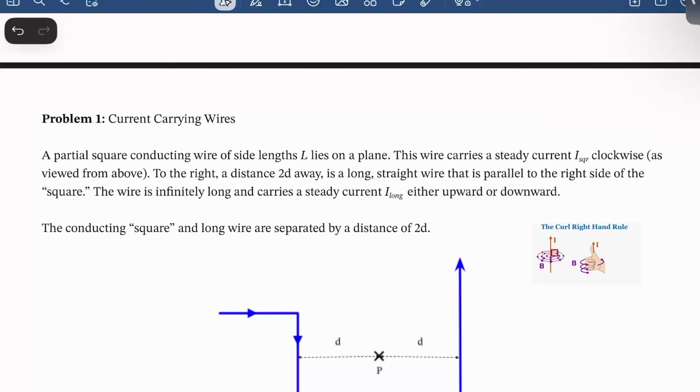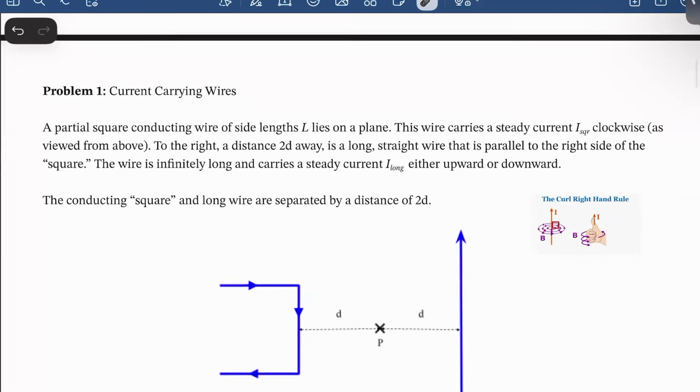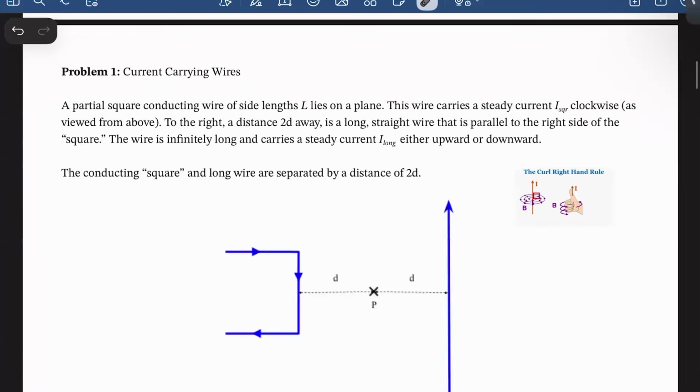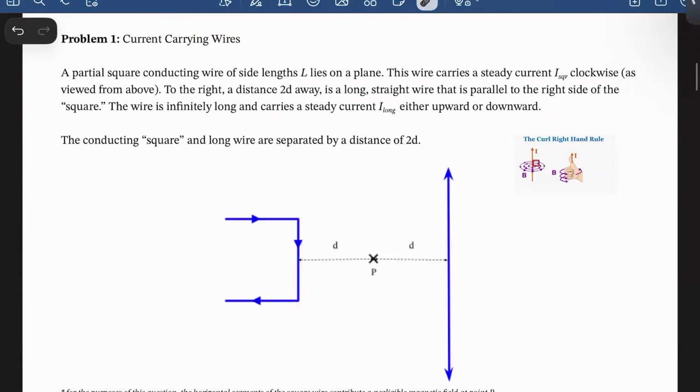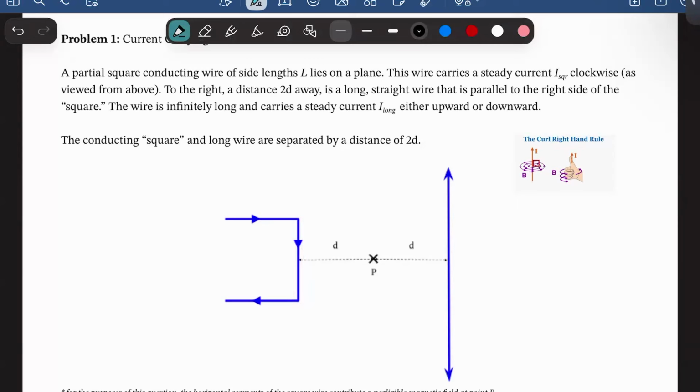Hey, so this will be a video solution for problem 1 of the third mock exam, which is over current carrying wires. So we'll get started here. For the context, we have a partial square conducting wire, even though we're only going to consider this length, the magnetic field contribution from this segment of the square wire, and its length L. So I'll just label that real quick. This length is L. Actually, all of these are L, but we don't care about the other two segments here.